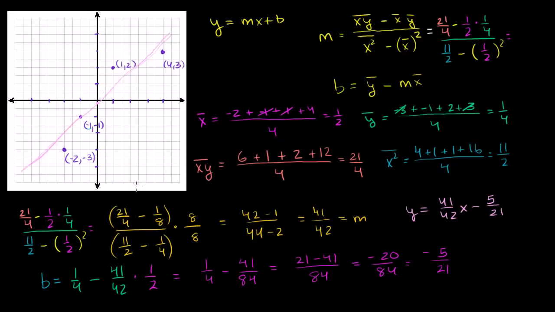So I'm going to leave you there in this video. In the next video, we're actually going to calculate the r-squared for this line. How good of a fit is it? How much of the total variation in the y values can be explained by the variation in the x values, or by the line itself?